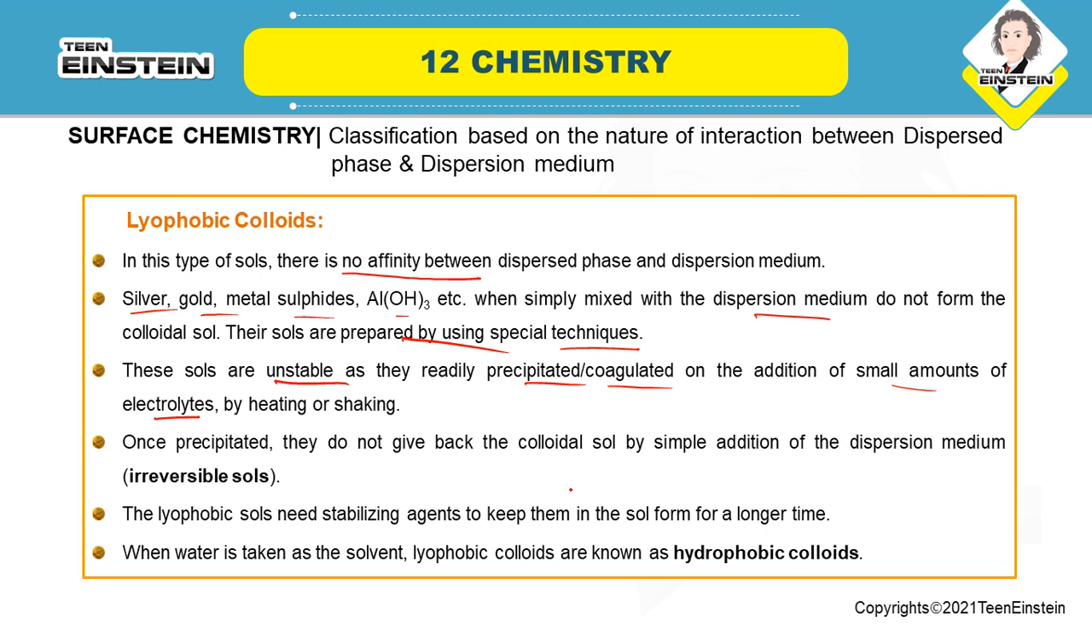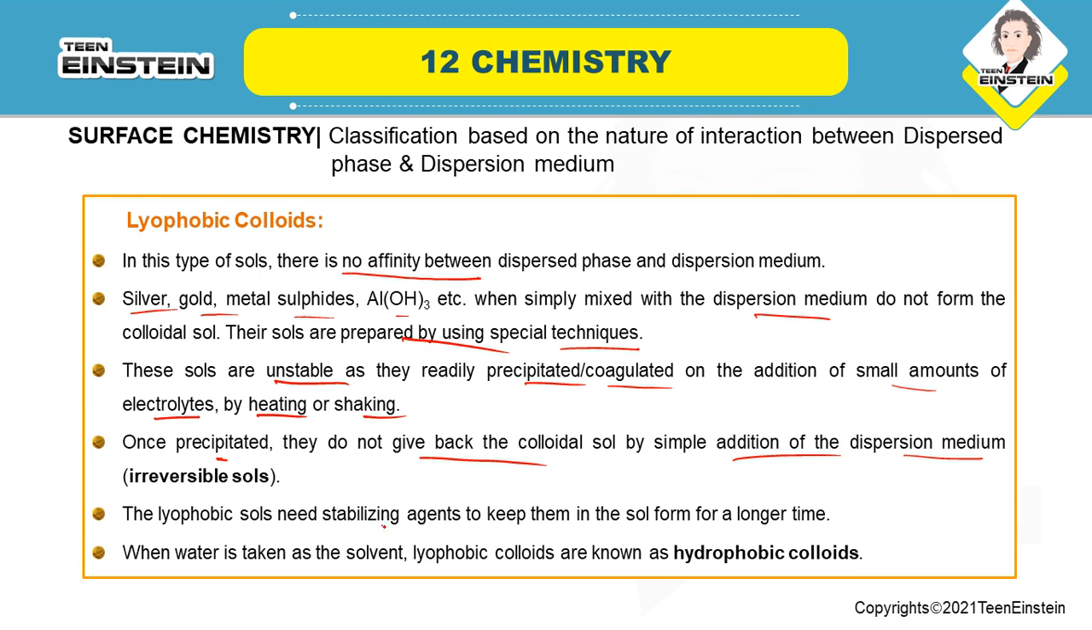That means it is no longer stable, even by heating and shaking. Once it is precipitated, they do not give back the colloidal salt by simple addition of the dispersion medium. So in the previous case you have seen it is possible, so that is why it is reversible, but now it is irreversible because we cannot get back the original salt.